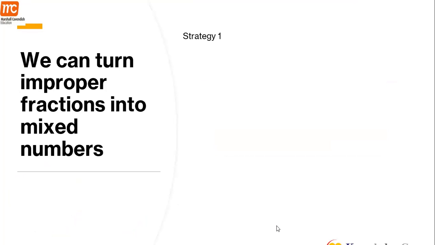Now we can turn an improper fraction into a mixed number in an easy way. There's 2 ways to do that. We have way number 1, or strategy number 1. I have 9/5, and I can divide 9 divided by 5 equals 1. I subtract and I have a remainder of 4.